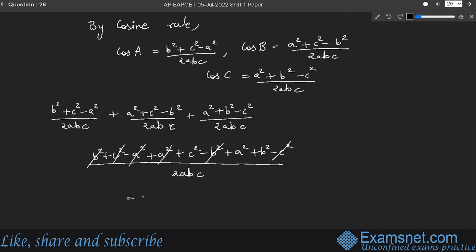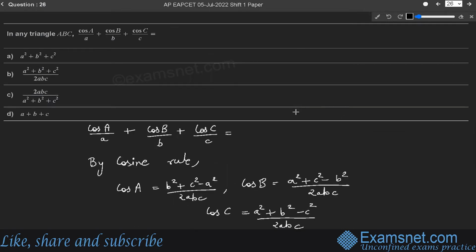So the remaining terms are A square plus B square plus C square divided by 2 into A into B into C. This is the required solution for this question. Therefore, we can say that option number B is the correct option, which is (A square plus B square plus C square) divided by 2ABC.